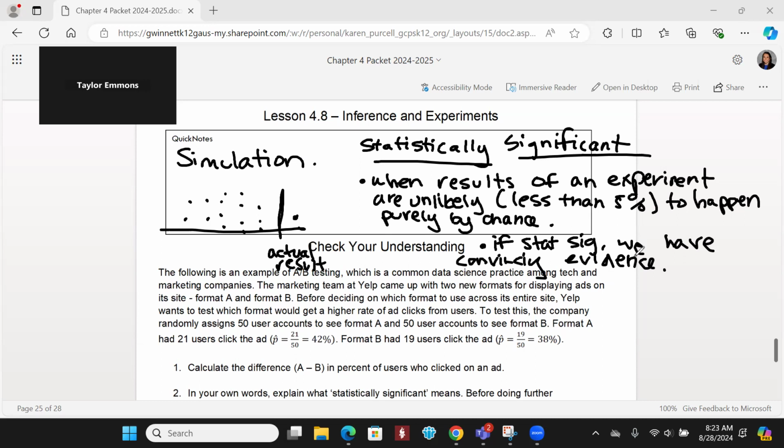So go ahead and take a look at those questions. Go ahead and do 1, 2, and 3. And then we're going to go over it, and then I'll give you a little bit of time to catch up on some homework if you have not started it.